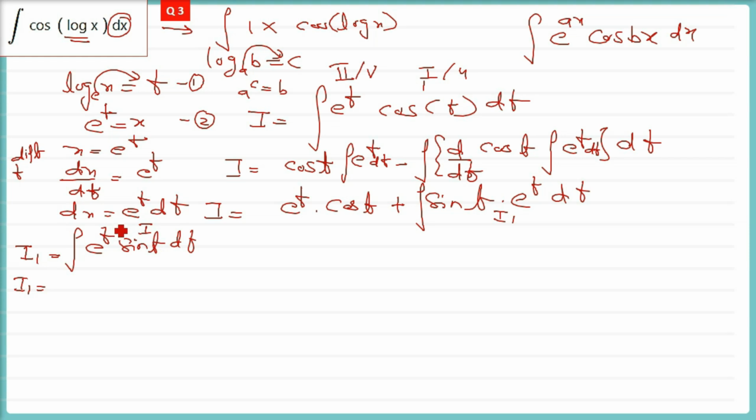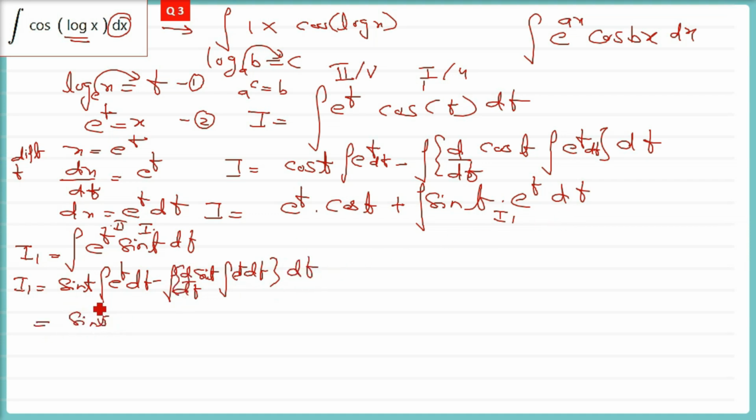So this first function will be sin t, second function will be e raised t. This will be sin t, integration of e raised t dt minus integration of d by dt of sin t, integration of e raised t again with respect to dt, and this final will again be integrated. So this is sin t, e raised t will be e raised t only, minus d by dt of sin t will be cos t, and e raised t dt will be e raised t again, and dt.